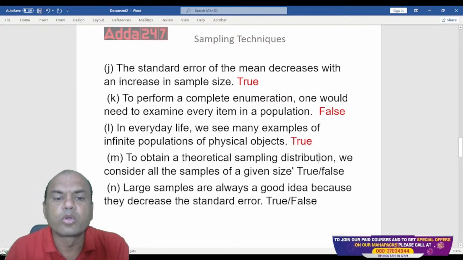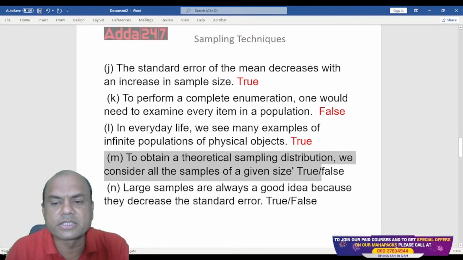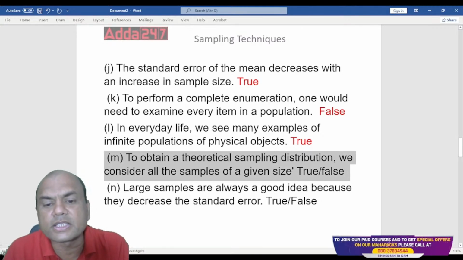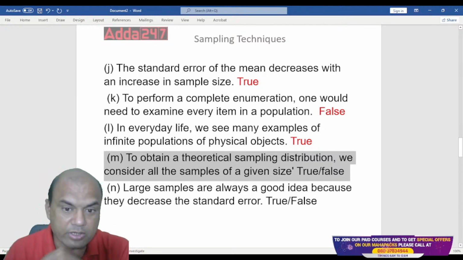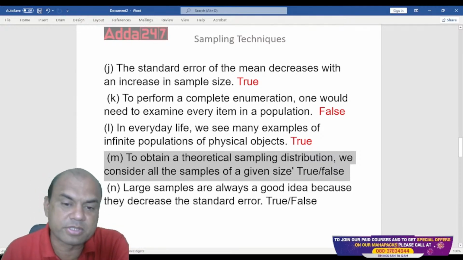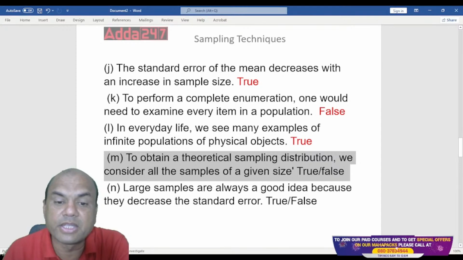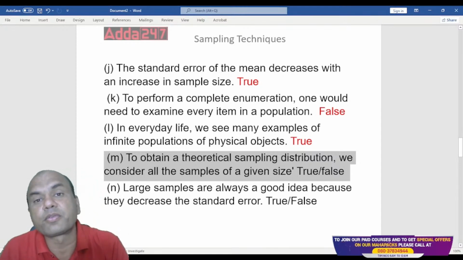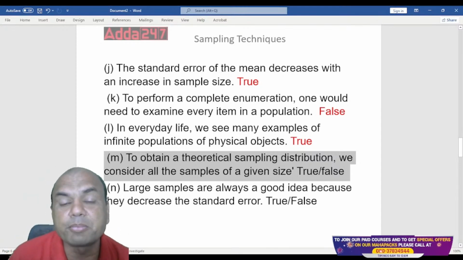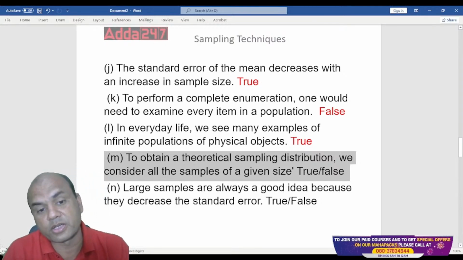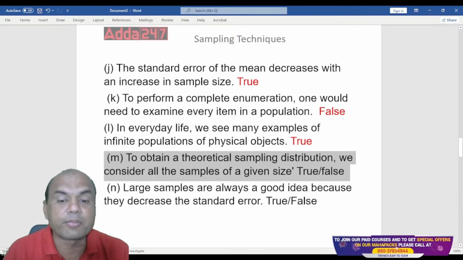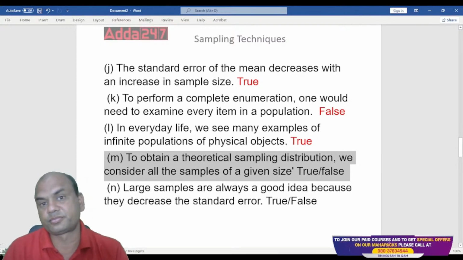Next one. To obtain a theoretical sampling distribution, we consider all the samples of the given size. Sampling distribution means the total number of samples taken and how the samples are distributed. This comes under the normal curve, the bell curve we call it.